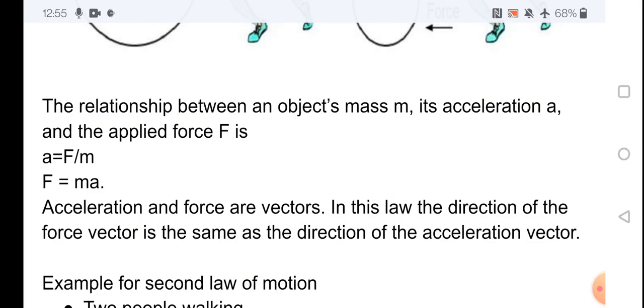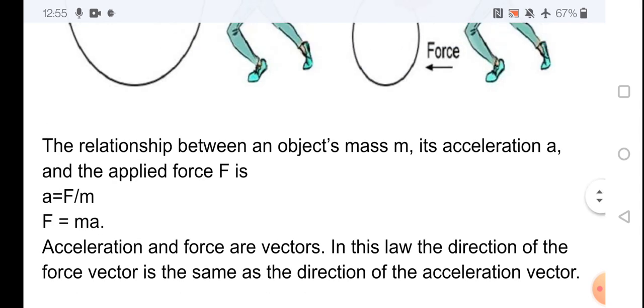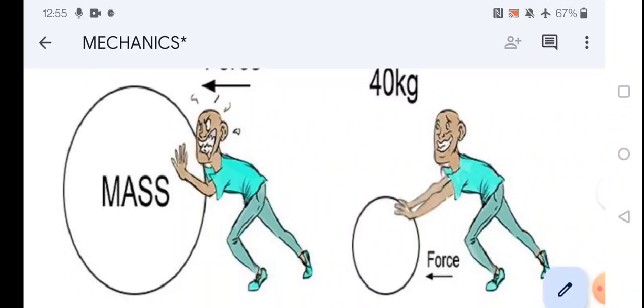The relationship between an object's mass m, its acceleration a, and the applied force F is a equals F by m. So F equals m into a. Acceleration and force are vectors. Here acceleration a and F are vectors. In this law, the direction of the force vector is the same as the direction of the acceleration vector. That is, the force and the acceleration are in the same direction.